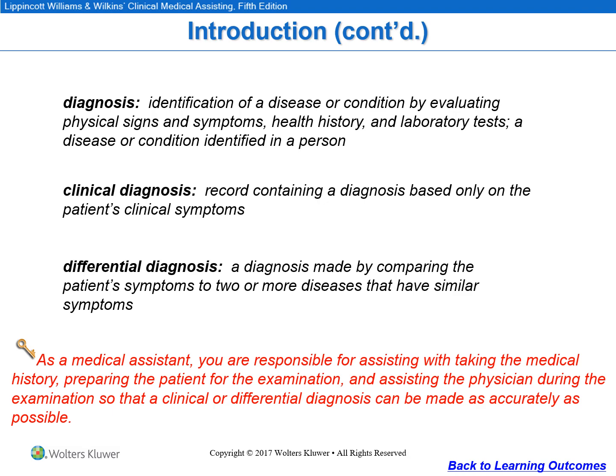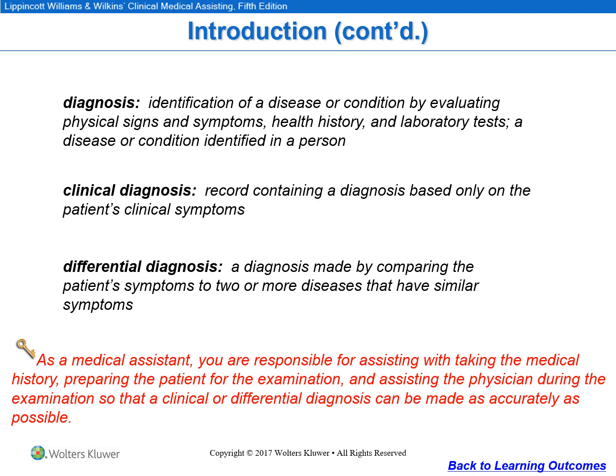So we have a diagnosis, that's the identification of a disease or condition, and that's by looking at the physical signs and symptoms, their health history, lab tests, and anything else that we can get from the person. Clinical diagnosis, that's a record containing diagnosis based only on their clinical symptoms. Then a differential diagnosis, that's where we might have 2 or 3 things that they're considering that have similar symptoms. Again, this is what the provider is going to determine for the patient that is coming in.